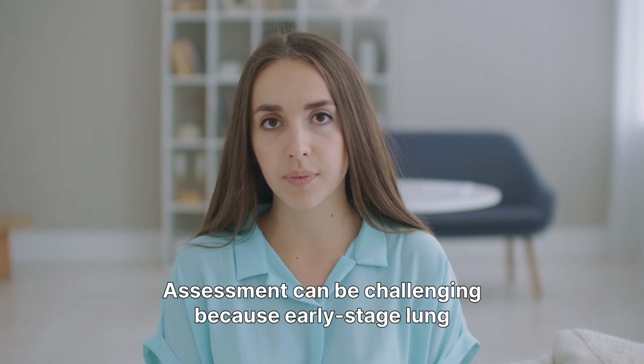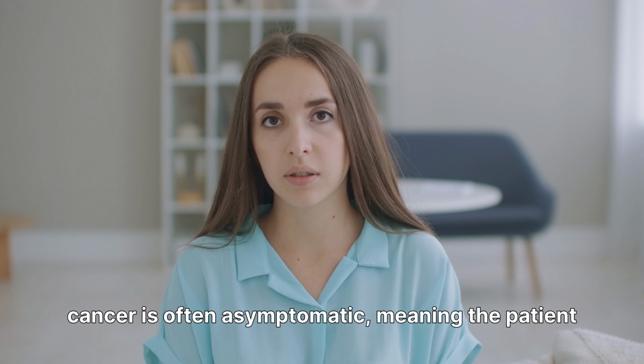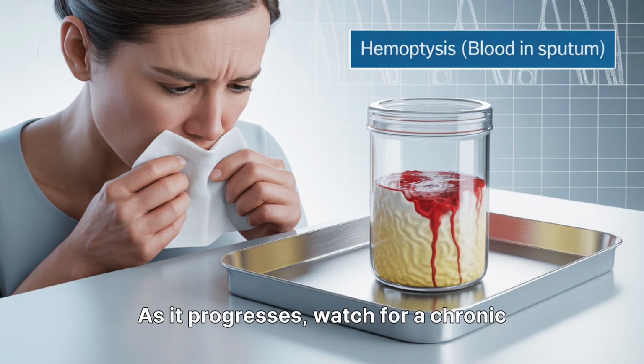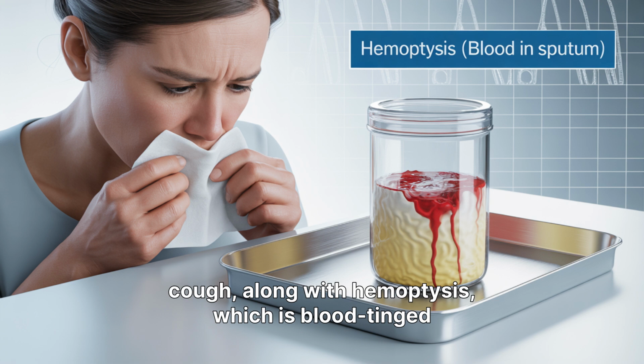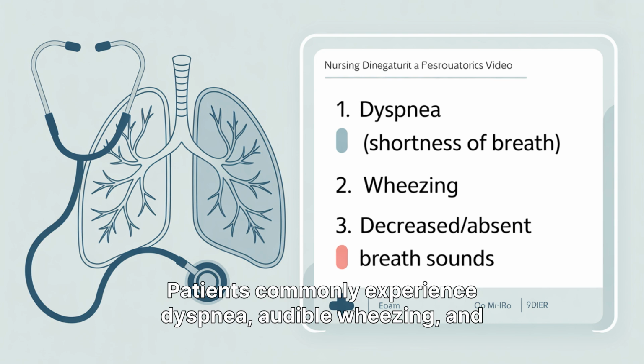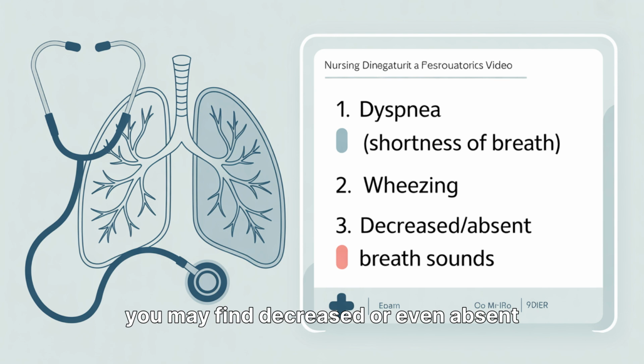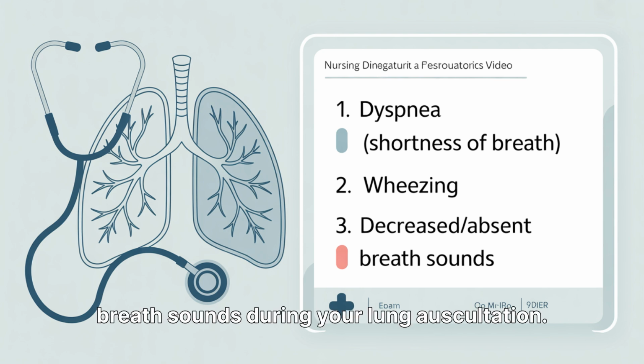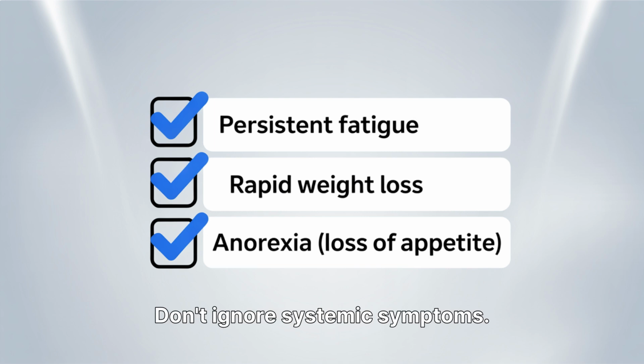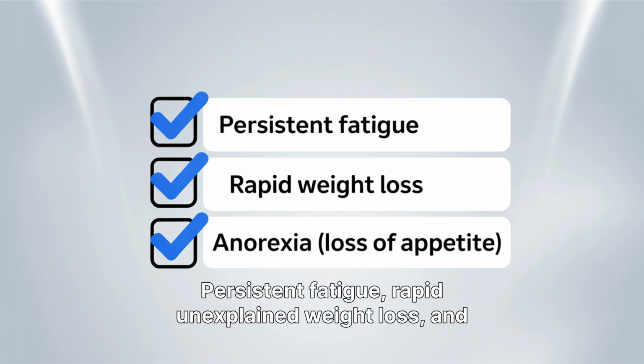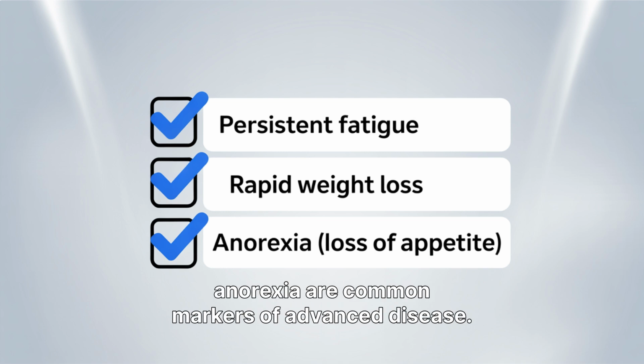Assessment can be challenging because early-stage lung cancer is often asymptomatic, meaning the patient shows no signs of illness initially. As it progresses, watch for a chronic cough or a change in a pre-existing cough, along with hemoptysis, which is blood-tinged sputum. Patients commonly experience dyspnea, audible wheezing, and you may find decreased or even absent breath sounds during your lung auscultation. Don't ignore systemic symptoms. Persistent fatigue, rapid unexplained weight loss, and anorexia are common markers of advanced disease.